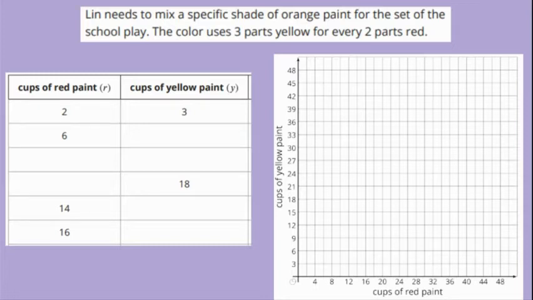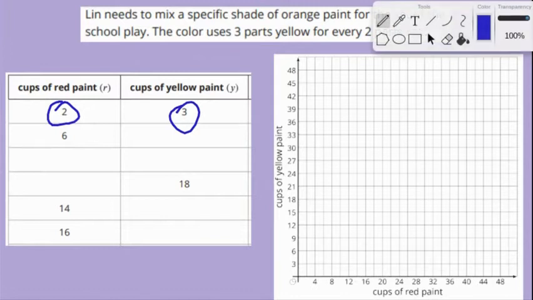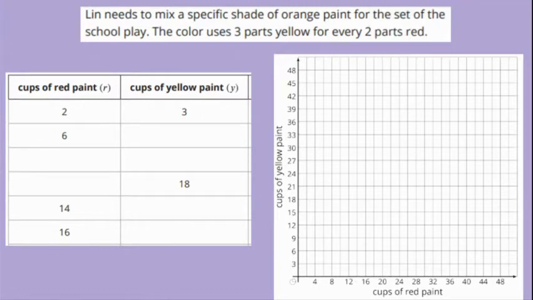Okay, let's get started. It says, Lynn needs to mix a specific shade of orange paint for the set of the school play. The color she uses is 3 parts yellow for every 2 parts red. If we look at our ratio table here, you'll see cups of paint has 2 cups of red, 3 cups of yellow, just like what was in the description. That is what we call our basic ratio. We're going to use that basic ratio to help us understand how to create the rest of this.